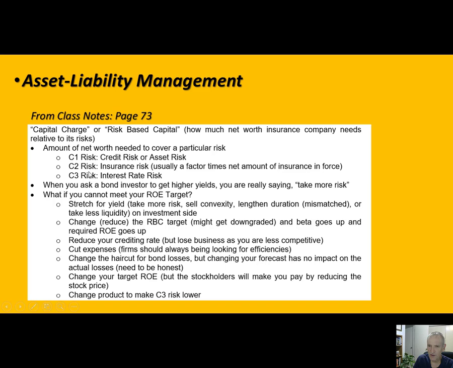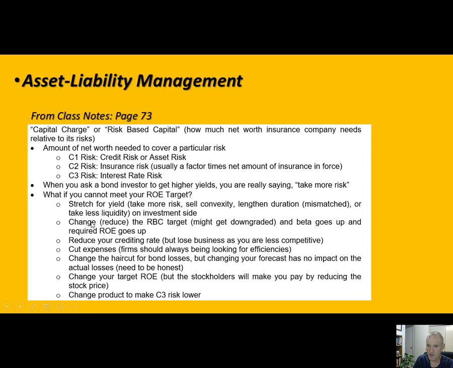We're going to talk about what you can do if you can't meet the standards. So this list right here, we'll come back to it. But what if an insurance company cannot meet its ROE target? You can tell the bond investor, get me more yield, but you're just going to take more investment risk. You can sell some convexity and have a lot of convexity risk. You can lengthen duration and have duration risk and be mismatched. You can buy less liquid assets. That's what a lot of life insurance companies do. But that has its own risk, especially in a year like 2008 or 2020 when markets freeze up.